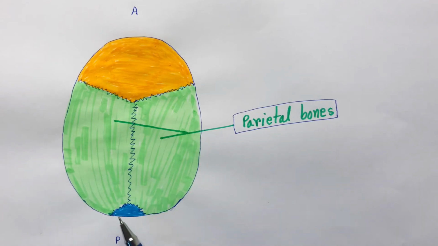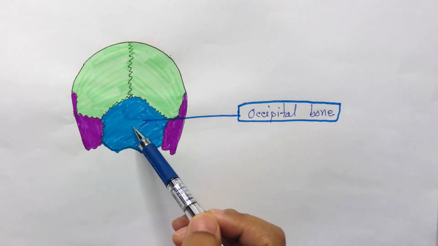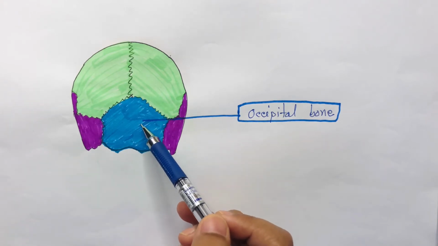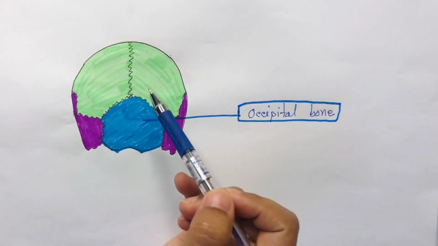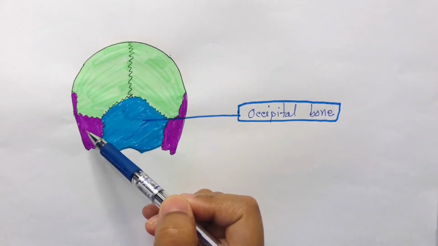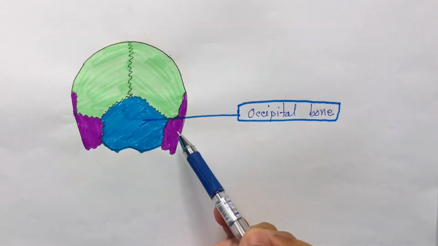So now we will see our occipital bone. This is the posterior view of our skull, and this blue color bone is our occipital bone. We have only one occipital bone, and these green color bones are parietal bones, and these purple color bones are temporal bones.